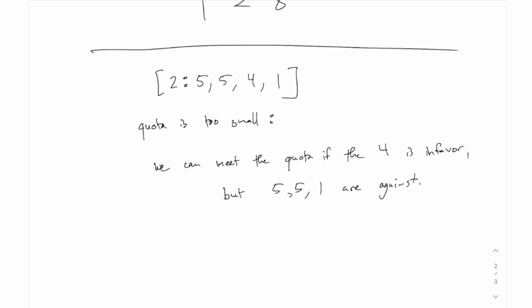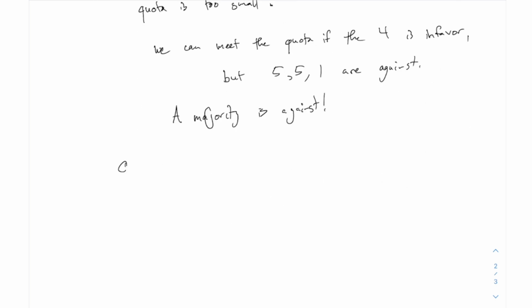So here, a majority is against. And you don't actually want a system in which a majority can be opposed, but you still end up meeting the quota. All right. So the rule about this is the quota cannot be too small. And how small is too small? It can't be less than half of the total sum of the weights, because then you could have a majority that are opposed, but you're still meeting the quota. So here, the quota was too small, right?